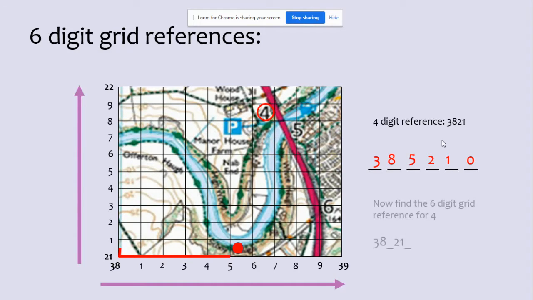I'd like you to now have a turn. Find the 6-digit grid reference for the number 4 that is listed there. Obviously, digits 1 and 2 are going to be 3 and 8, and digits 4 and 5 are going to be 2 and 1. So if you'd like to have a go at that now, press pause.